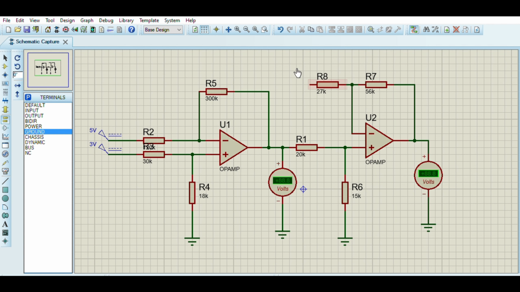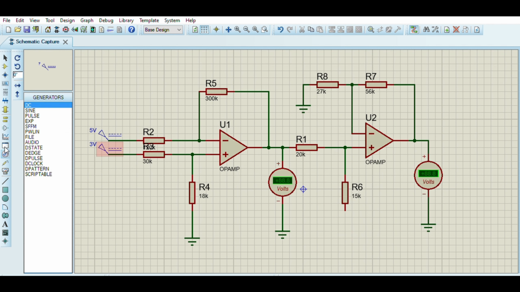The 27k resistor is connected with the ground. And after the circuit is done, we can find the value for output voltage by running the simulation. Oh, my mistake. It is not connected with the ground. This 15k resistor is connected with the DC generator. The DC generator value is equal to 0.7 volt.